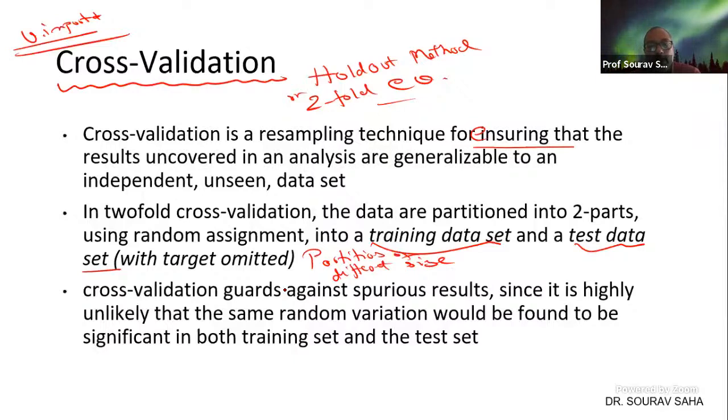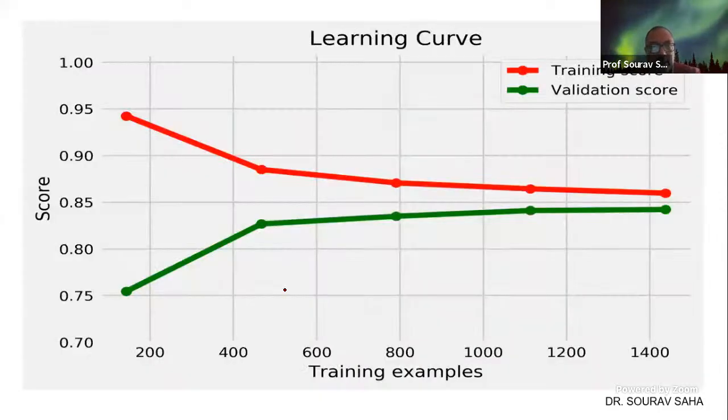So what we do is that the data is partitioned in two parts: one is the training and the other is the test. On the training data, we build the model, and on the testing or the validation data, we test this particular model. So this is what happens.